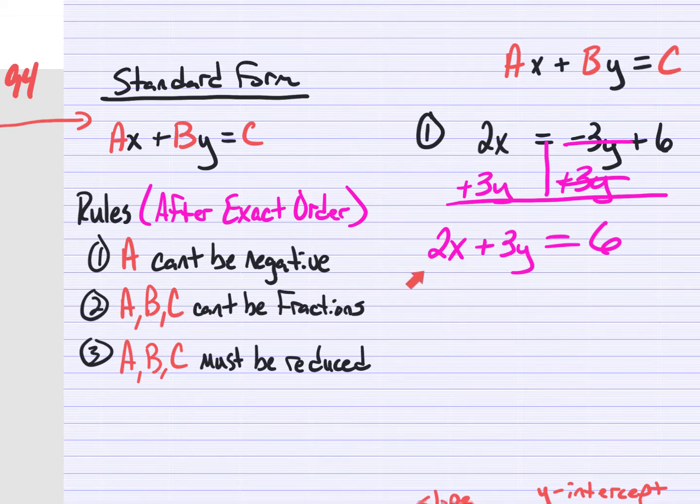A, B, and C can't be fractions. Well, 2, 3, and 6 aren't fractions. Now the last one is a little more complicated without seeing an example of when to reduce: A, B, and C must be reduced. What I'm looking for is, is there a number other than 1 that I can divide into 2, 3, and 6 and reduce them like I would reduce a fraction? And there isn't a number that goes into 2 and 3 and 6. So this is reduced. This is my answer right here. This is in standard form.